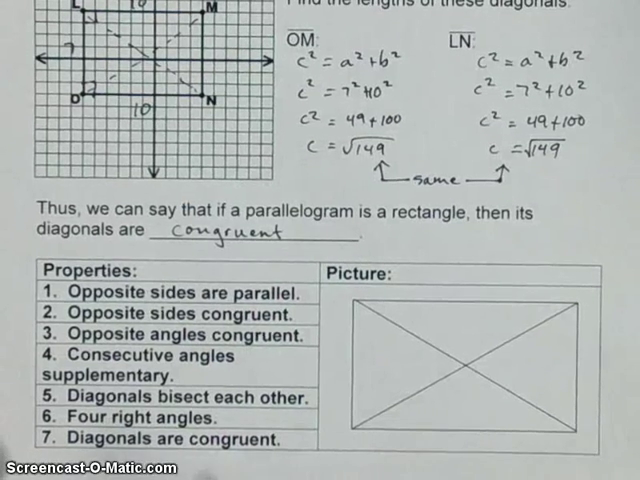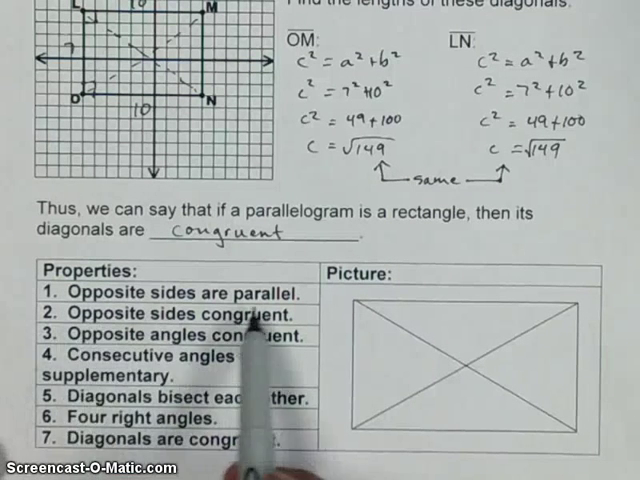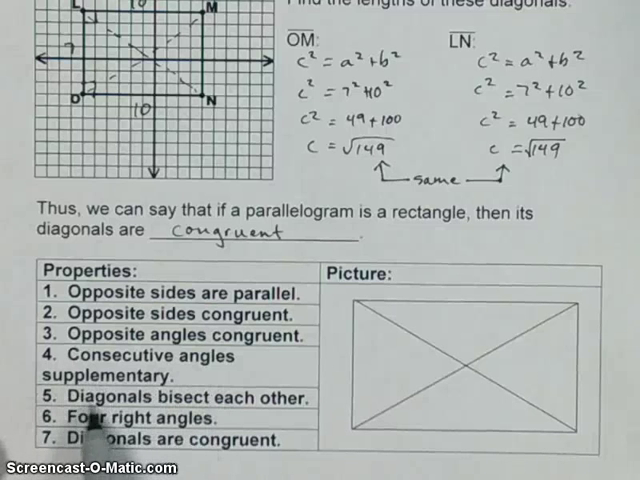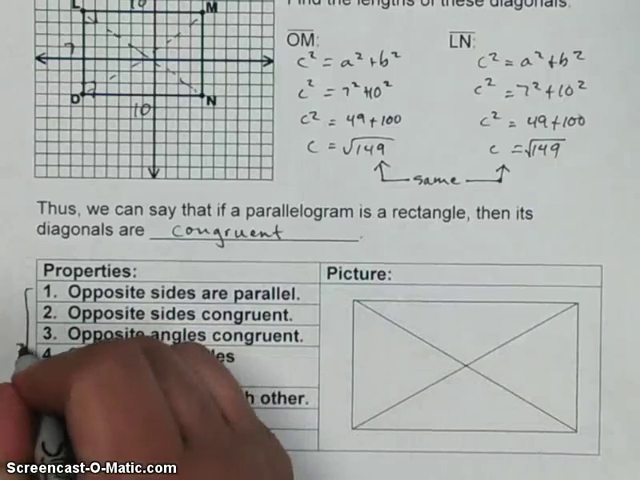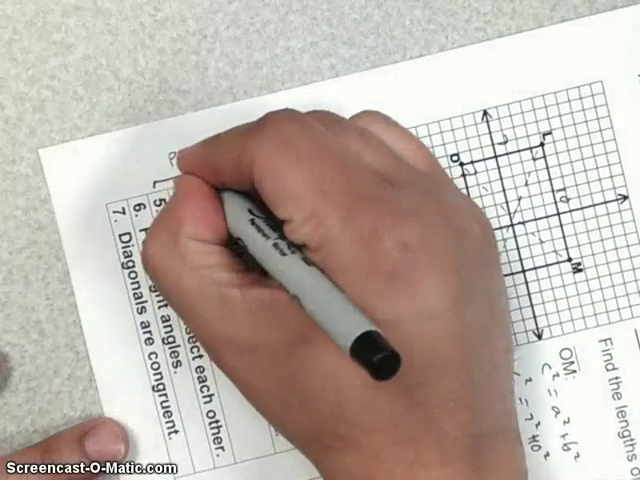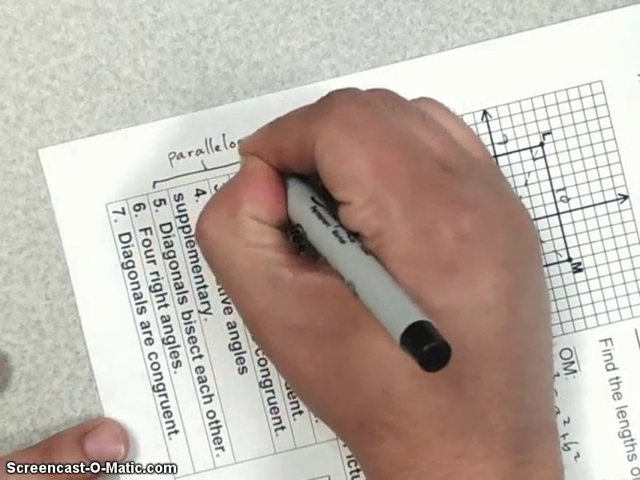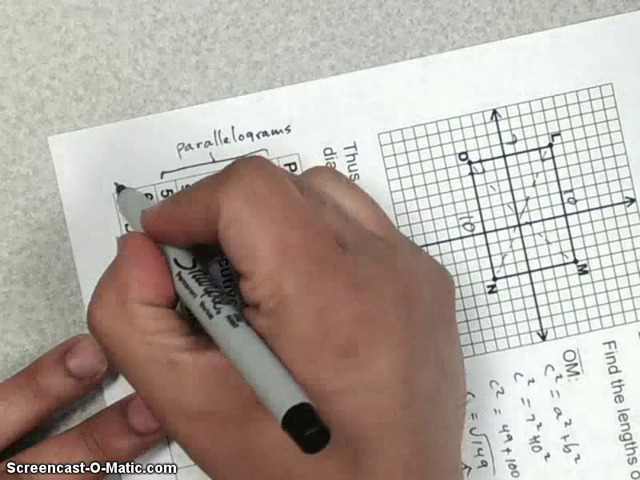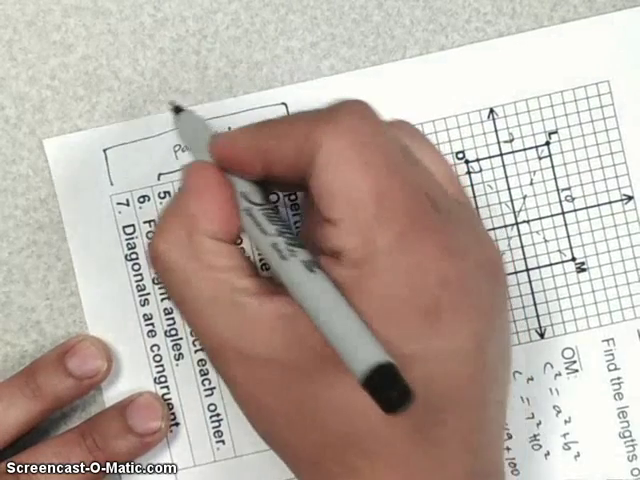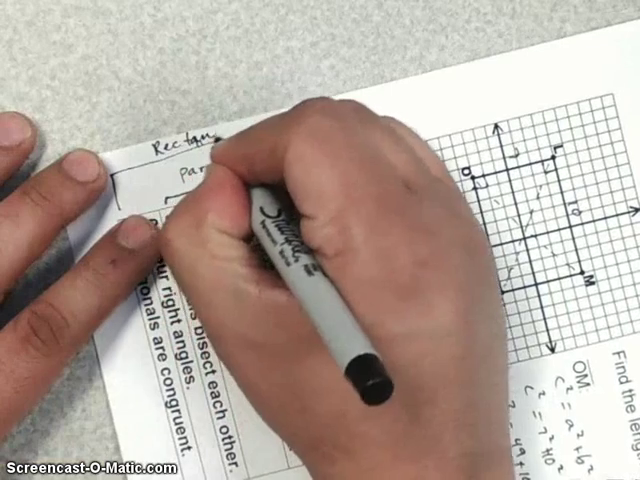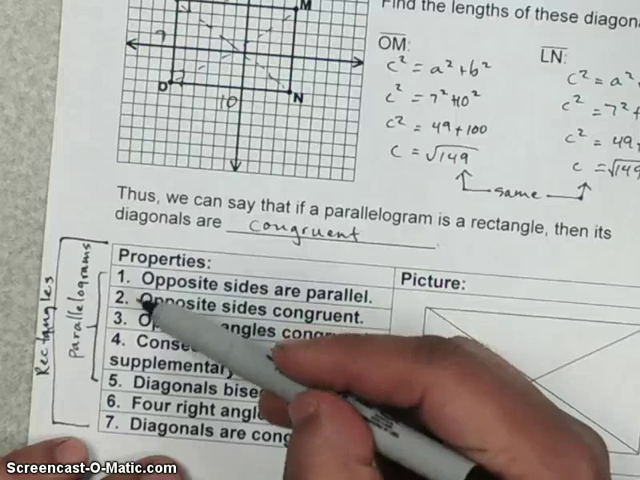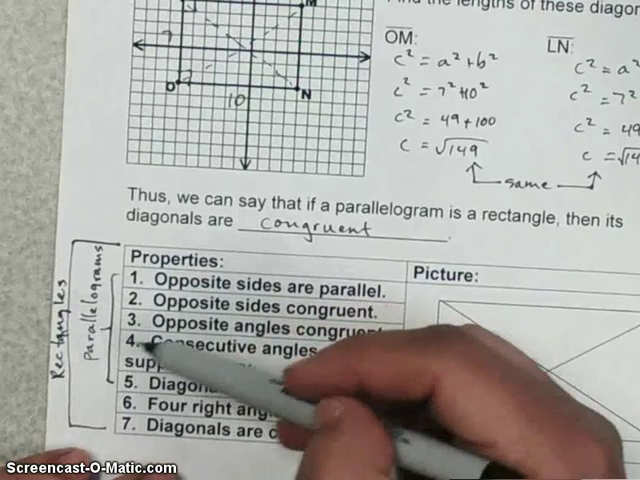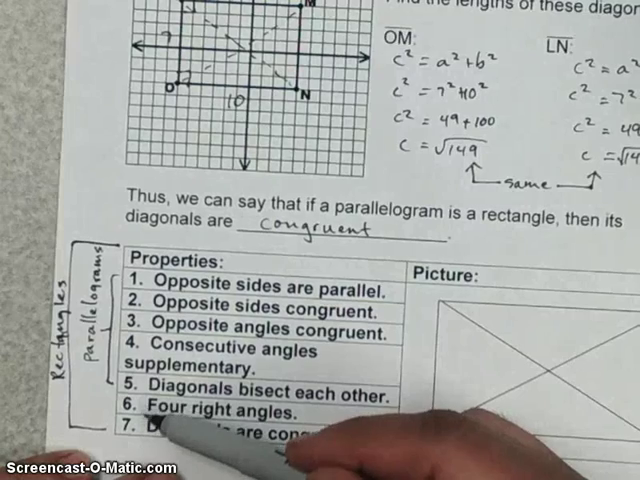All right, now we're going to review real quick. These first five properties: opposite sides are parallel, opposite sides are congruent, opposite angles are congruent, consecutive angles are supplementary, and the diagonals bisect each other. These are the first five properties or conditions that make this a parallelogram. But now all seven of these are for rectangles. So again, these first five apply to parallelograms. If they're rectangles, it's all five plus these two more, six and seven.